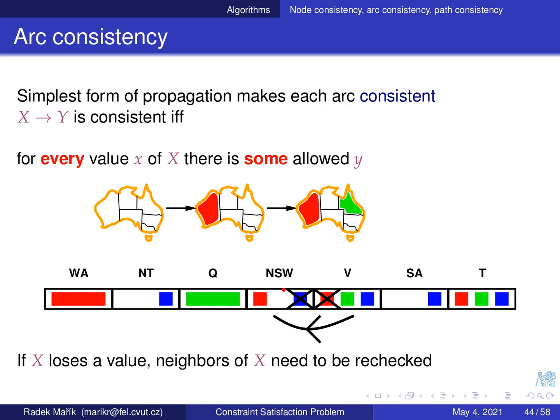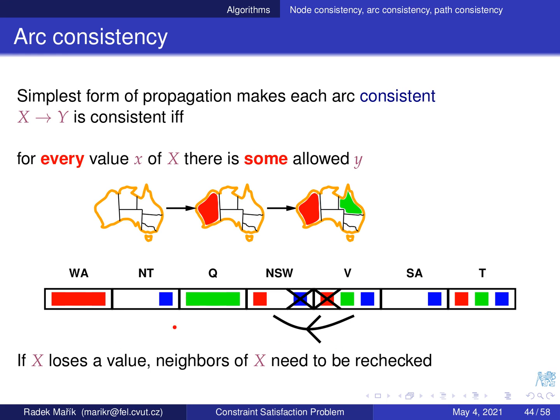Now, if you drop the blue and you have NSW and Victoria, neighboring states, then checking these values for Victoria, if it is green and red, it is okay, but if it is red, we have no remaining value in here for NSW, and therefore red cannot be assigned to V.